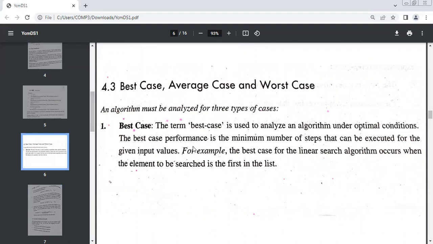Okay, the best case performance is the minimum number of steps that can be executed for the given input values. OK, so we call that the best case. For example, if we have written an algorithm and it takes minimum steps for processing some output based on some input, we write minimum number of steps. So this algorithm, we can say that it is a best case algorithm.